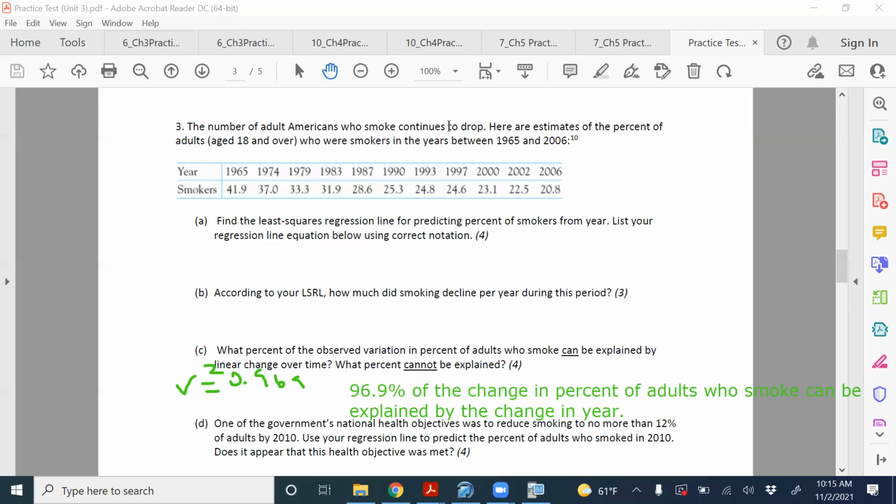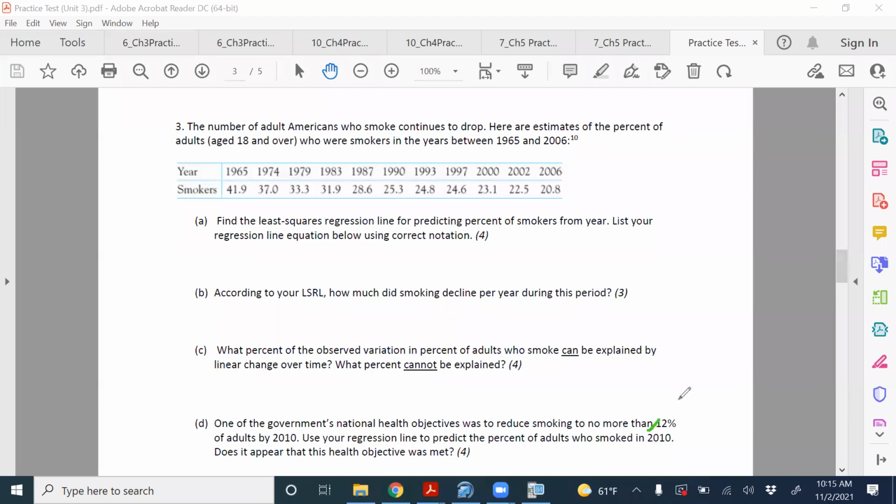So all you do, 2010 is going to be how many years after 1965? It's going to be 45 years after 1965, right? That's 45 years for X. So we plug 45 into our formula, which I think was -0.52X plus 40.91, right? So I plug 45 into that formula.